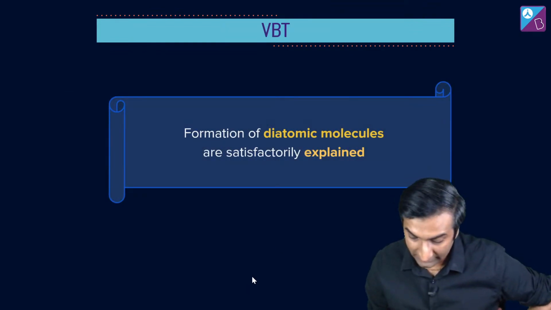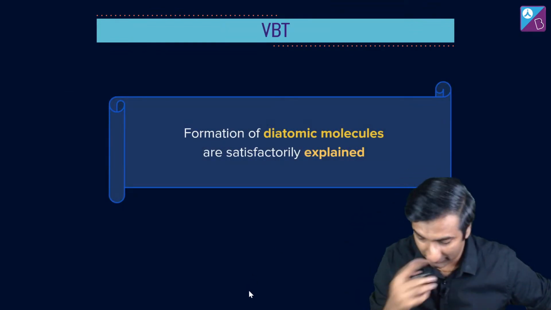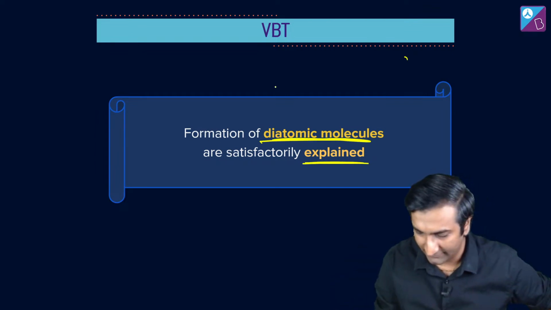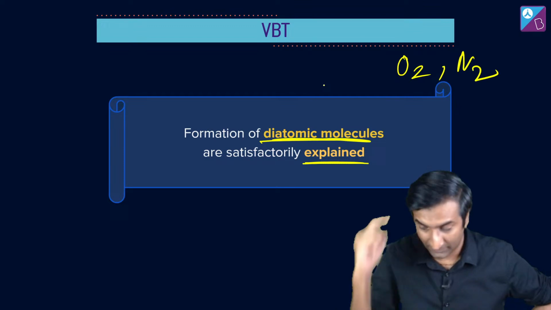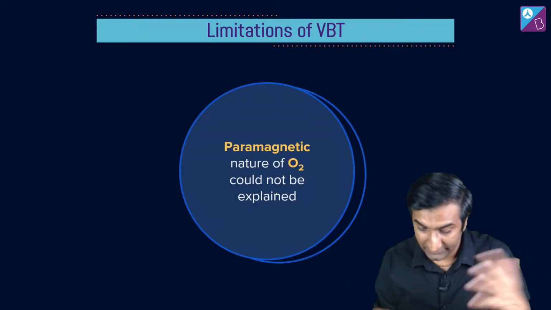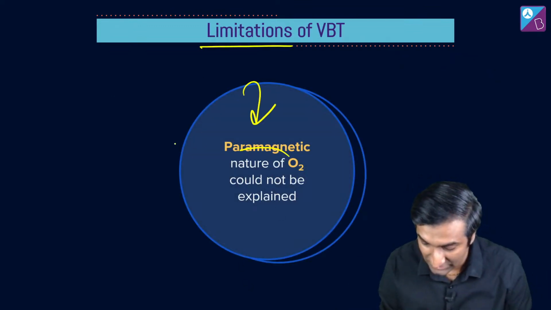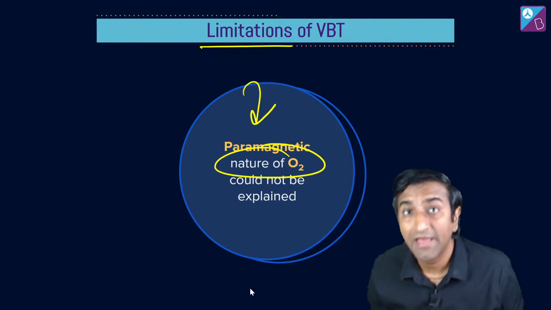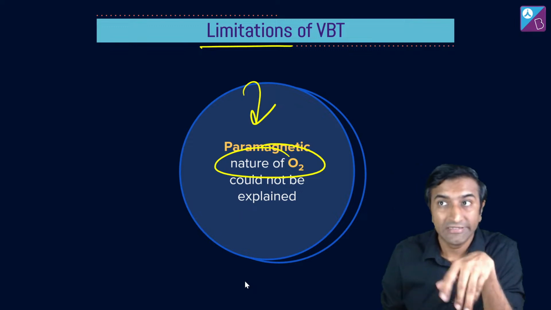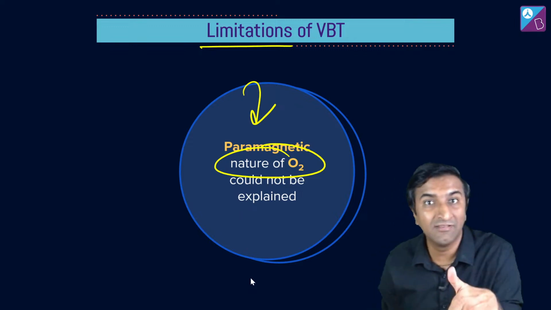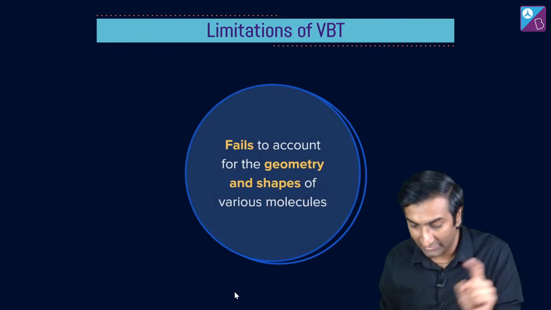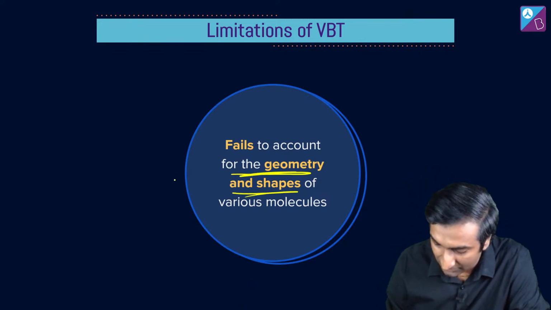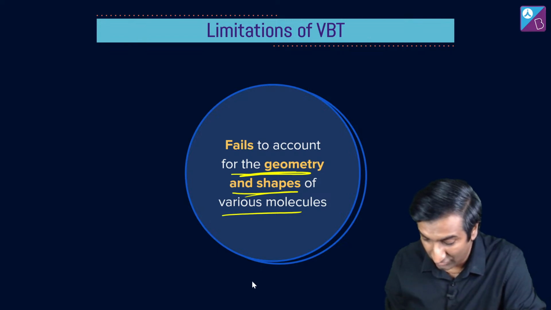The biggest positive of VBT is that it told you how diatomic molecules are formed, like say O2, N2, etc. I have explained that in the last session. The limitation is that the paramagnetic nature of O2 could not be figured out. Paramagnetic means it is affected by a magnetic field. It aligns itself. We'll look at that when we do MOT in a couple of sessions, next Tuesday. And the geometry or shape of some molecules could not be figured out properly.